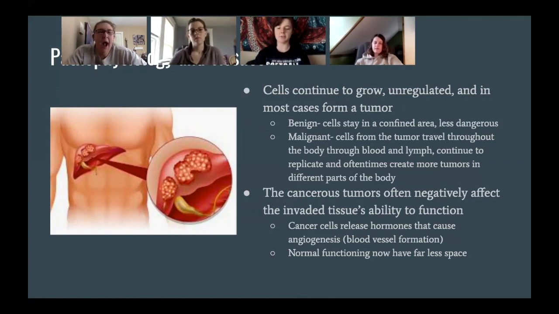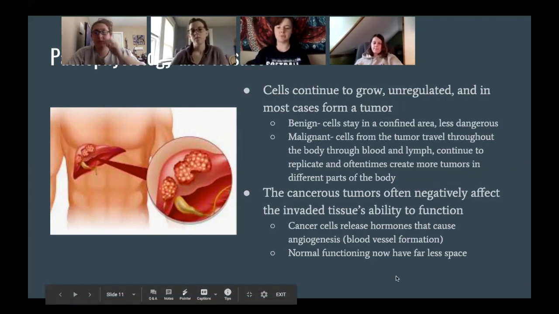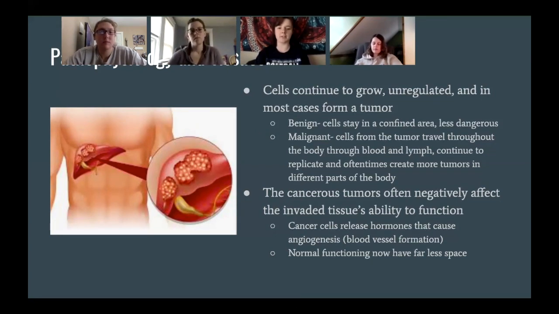So cancerous tumors often negatively affect the invaded tissue's ability to function. They do this in two big ways. The first way is the blood vessel formation that the cancer tumor takes from the rest of the tissues, through angiogenesis, which is new blood vessel formation. And then, you can see in this picture over here, it also affects normal functioning because it takes up space in the organ or the tissues that usually would be functioning properly, but there's a tumor there instead.